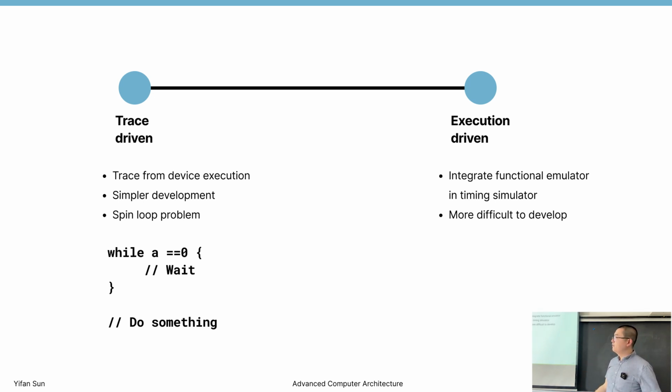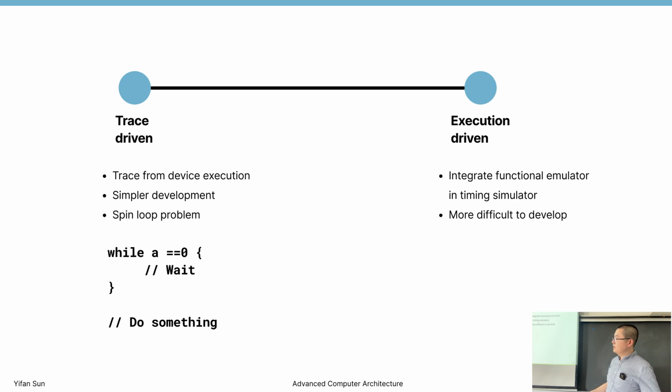A very concrete example is the spin loop problem. That is a very difficult problem to solve, almost impossible for trace-driven simulation. What is a spin loop? It's this thing. We have a program that will wait while A equals 0. Just consider there's another thread that will update A from 0 to 1. If that thread updates A from 0 to 1, then we jump out of this loop and do the real action.